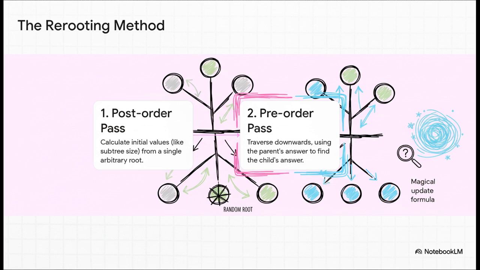Then, once we have the answer for our temporary root, we do a pre-order pass. This means we go top-down, from parent to child. And in the second pass, we use a clever update formula to quickly calculate a child's answer using the answer we already have for its parent. It's a brilliant way to shift perspective without redoing all the work.